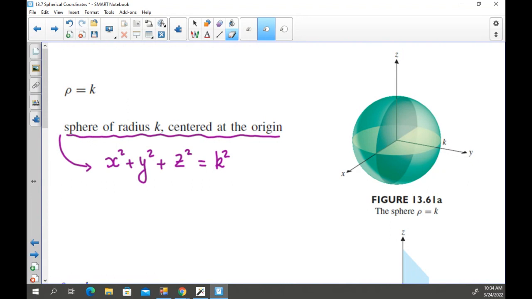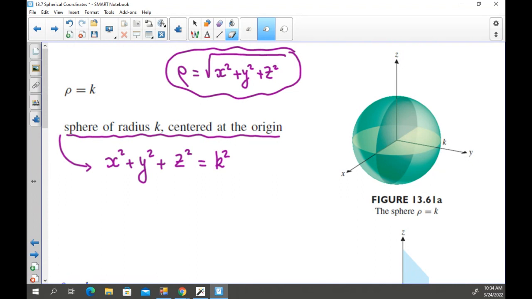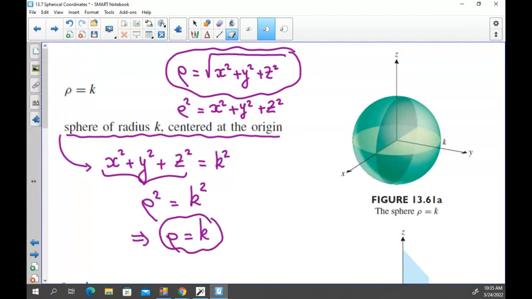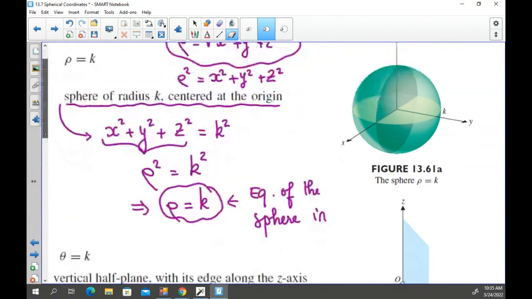Now, if I want to change this into spherical coordinates, you need to remember that rho is the square root of x squared plus y squared plus z squared. This formula is important. So that means also that rho squared is x squared plus y squared plus z squared. So what you have here is really rho squared equal to k squared. And because rho is positive, there is only one possibility here. So rho is equal to k. So that is the equation of the sphere in spherical coordinates.